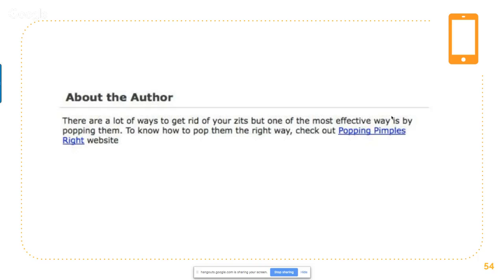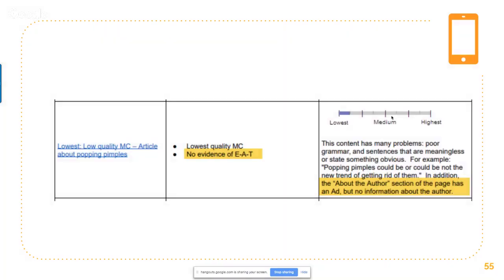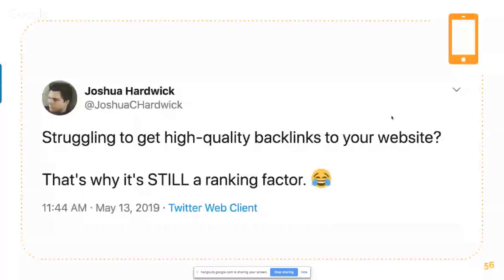There has to be a serious barrier to entry in order for your guest posts to be considered high quality. And I really liked this tweet the other day from Joshua Hardwick from Ahrefs, where he said, are you struggling to get high quality backlinks to your website? That's why it's still a ranking factor. I remember when I first got into SEO, one of my first questions in the SEO chat forums was about how to get links, and nobody could answer me, because everybody who was getting links that were actually moving the needle were either paying for them or getting low quality links. And so the types of links and mentions that actually work are things that really are hard to get.